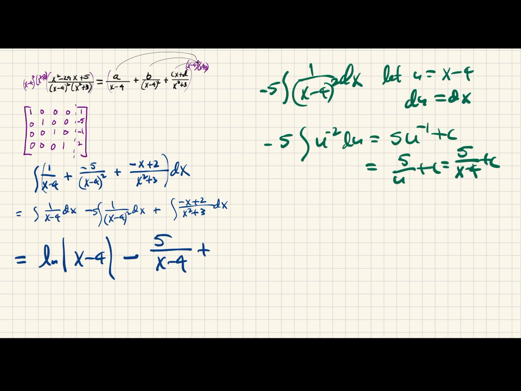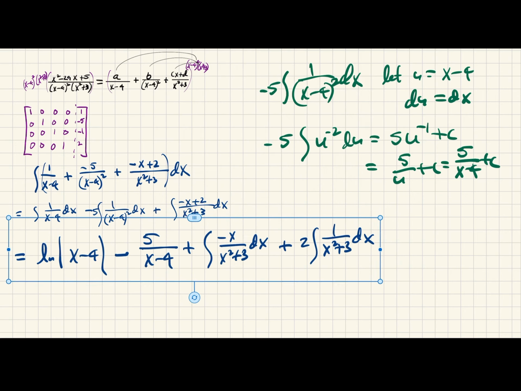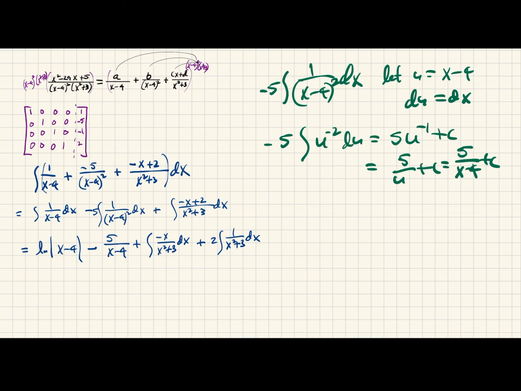Now, I think I'm going to split this up into 2 integrals. What do you guys think? I'll have the integral of minus x over x squared plus 3 dx plus 2 times the integral of 1 over x squared plus 3 dx. Okay, I think I'll work on that next one now, because that minus x over x squared plus 3 dx is a simple u substitution again, isn't it?